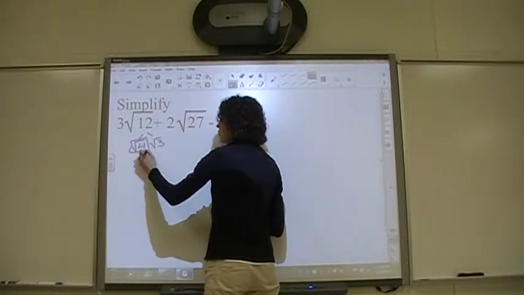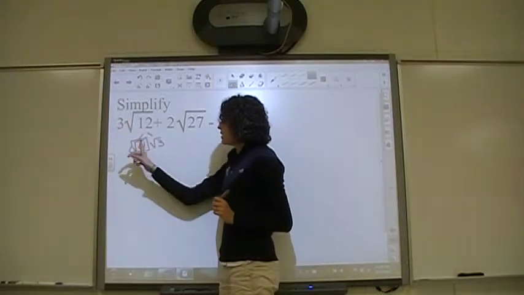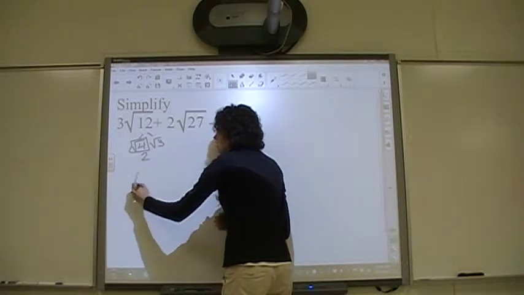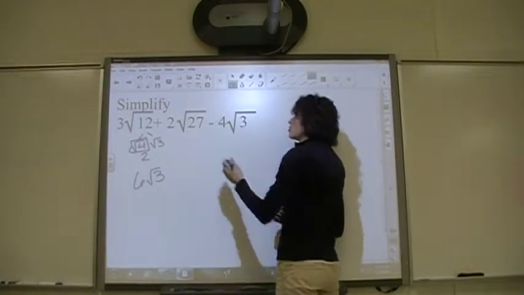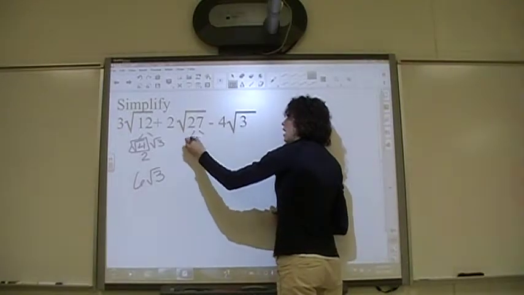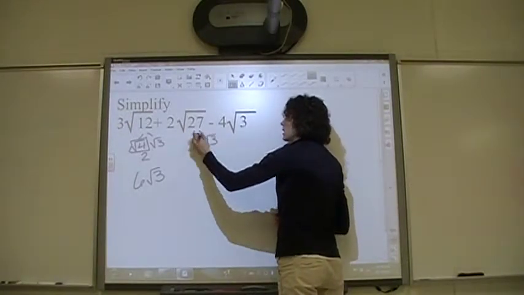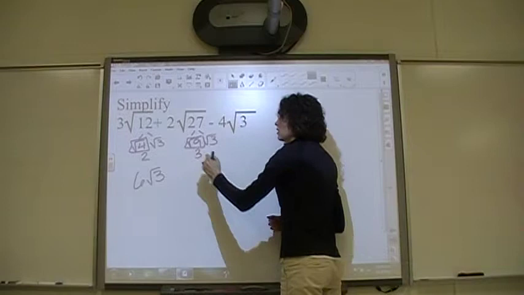Square off your 4, you get 2. 3 times 2 gives me 6 radical 3. Now let's look at 27. There's a perfect square in 27, which is 9. Radical 9, radical 3. Square off 9 and you get 3.